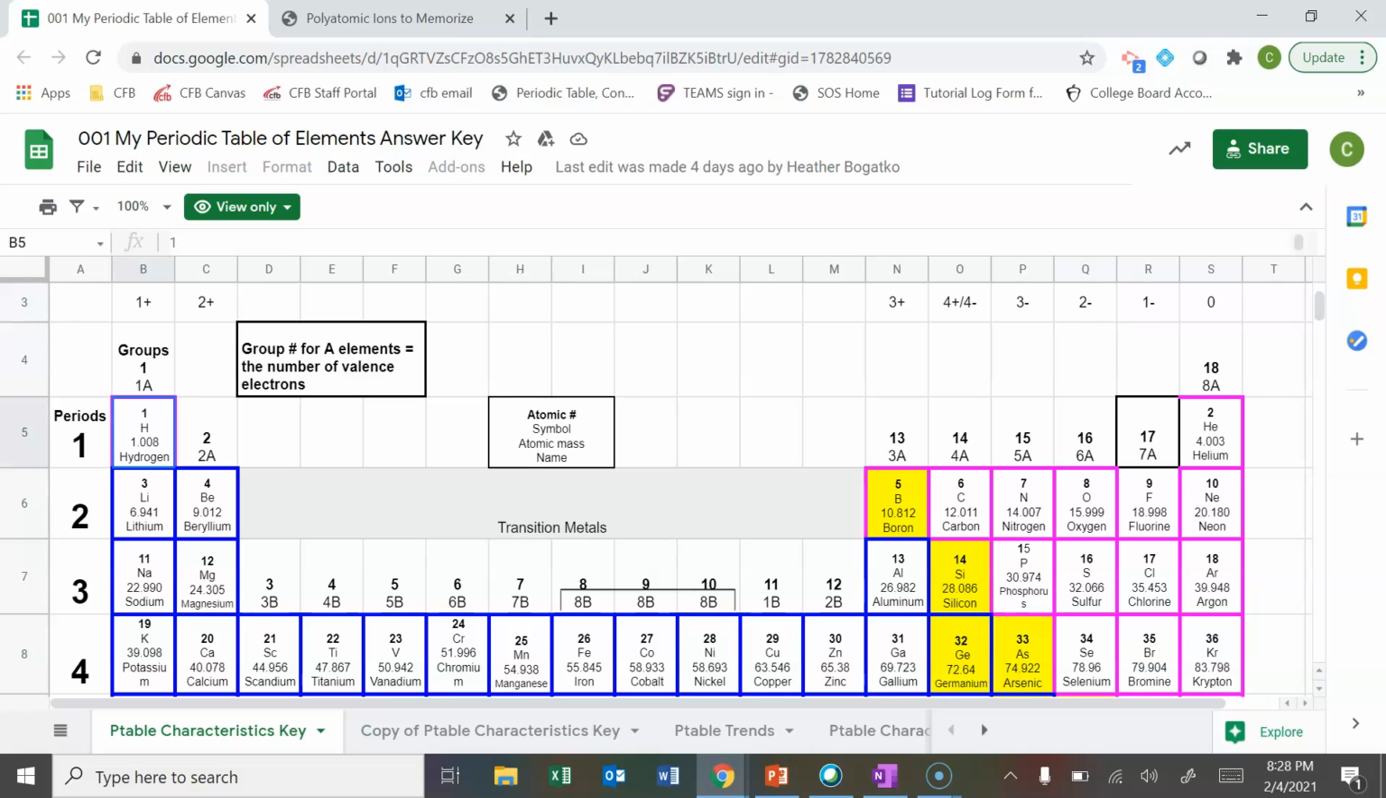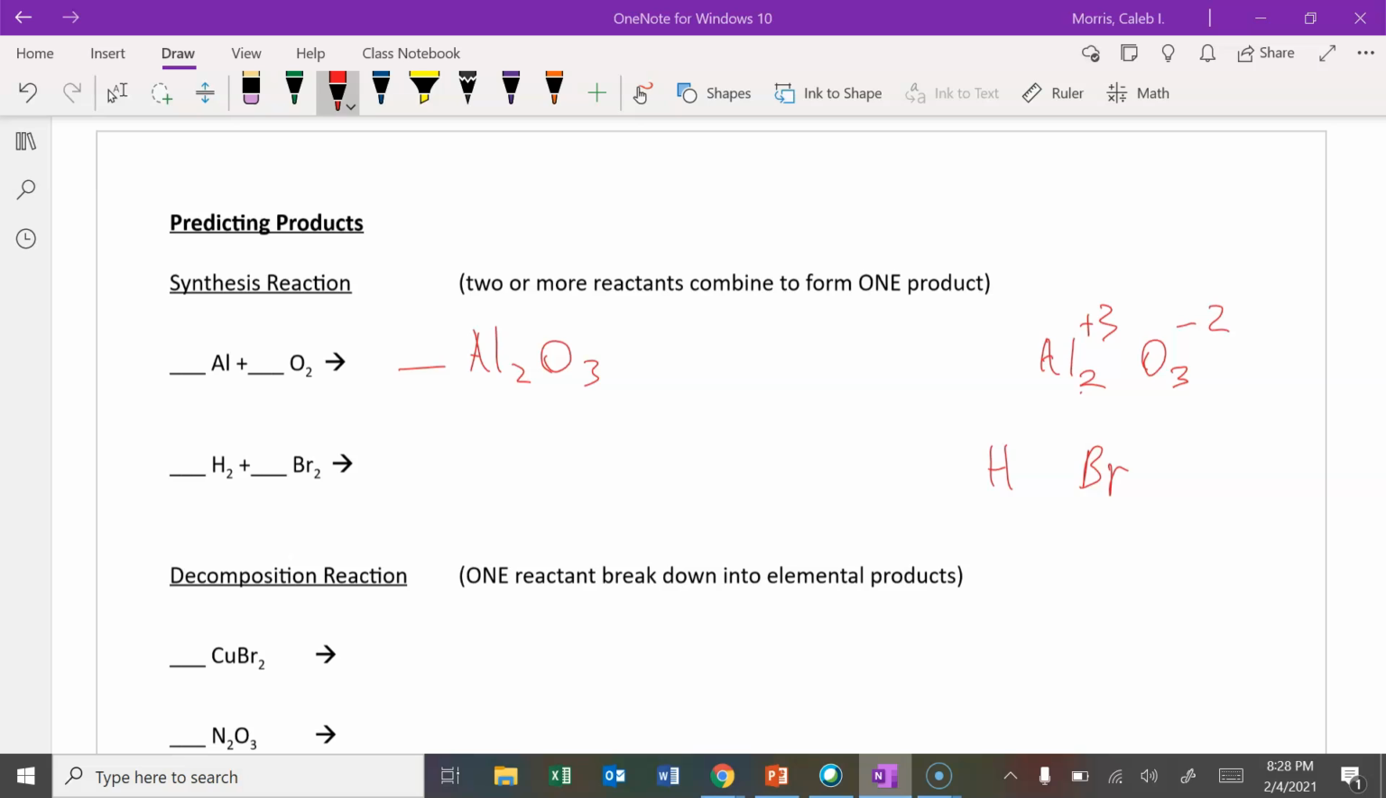So H is in group 1, so that's positive 1. Br is in group 7A, which has a negative 1 charge, so positive 1, negative 1. You can see that those balance out. Those are neutral. So this is just HBr.